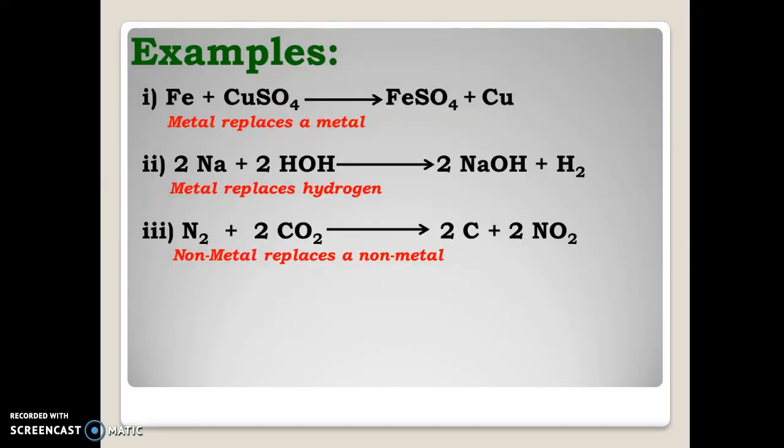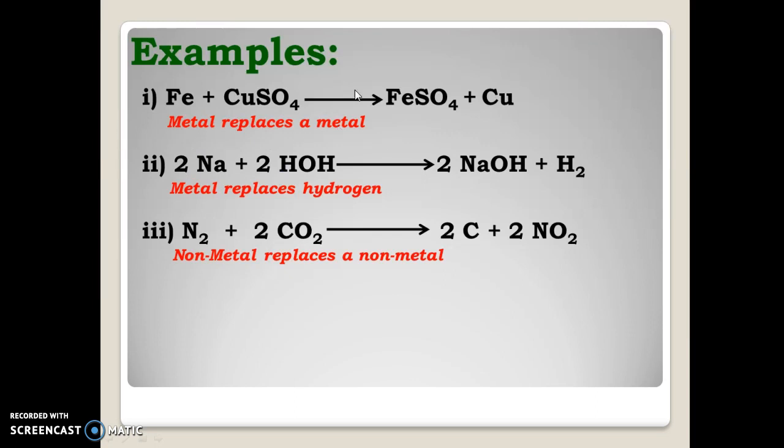All right, some basic examples where this is going to happen are these 3. Here I have copper sulfate and iron. Iron replaces copper in this reaction. And that's a metal replacing a metal. Example 2, I have a metal replacing hydrogen. Now remember, hydrogen is a nonmetal, but it behaves like a metal.